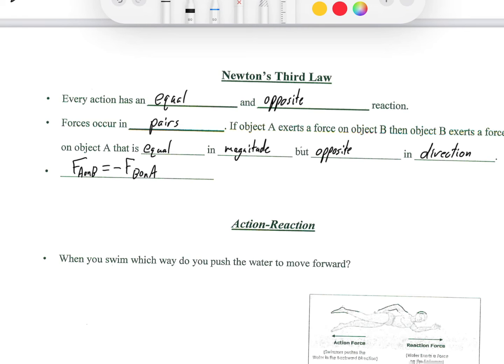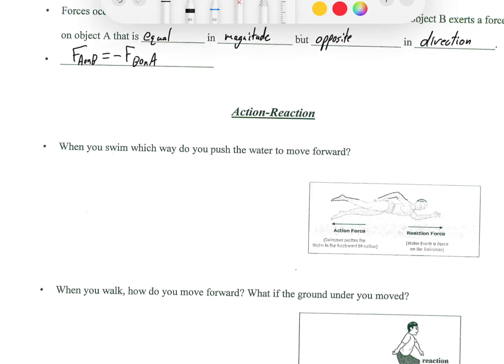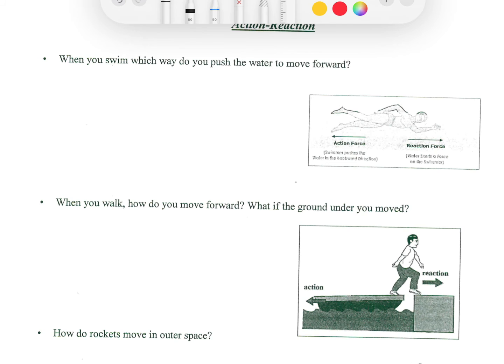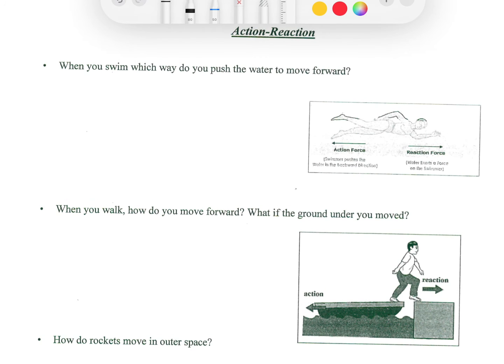So now I want to take a look at some of these action-reaction pairs. So here we have a swimmer. When you swim, which way do you push the water to move forward? We can see that the action force in this case is pushing backwards. So when we're swimming, we're actually pushing backwards in order for us to go forwards due to the reaction over here.